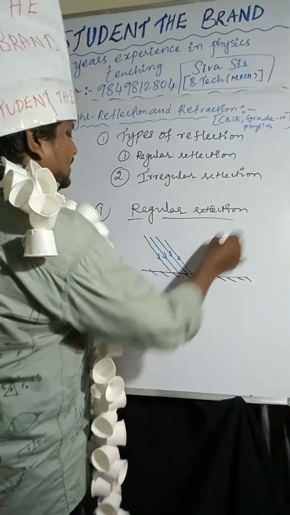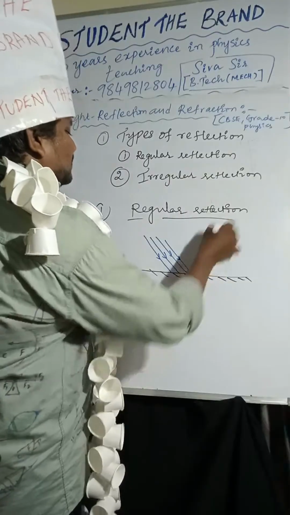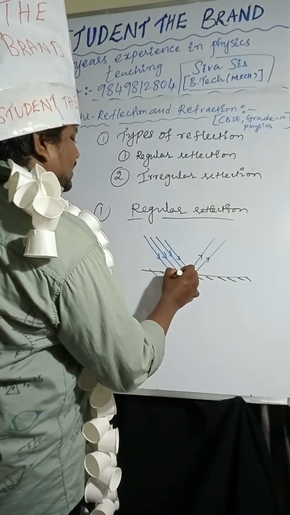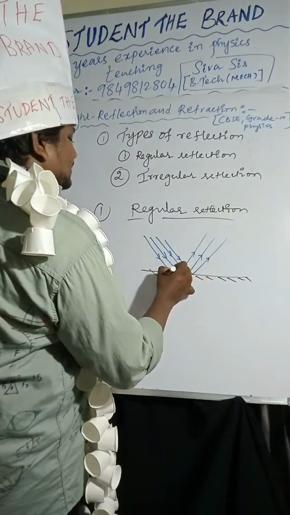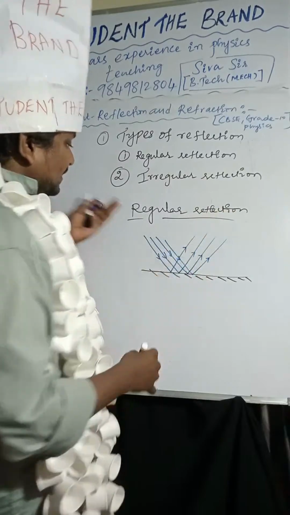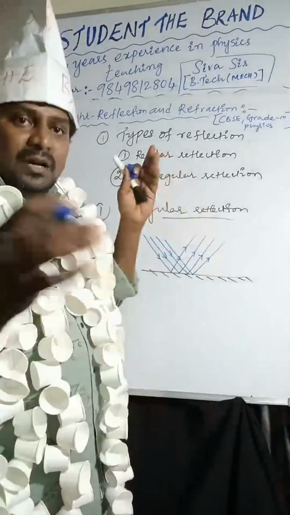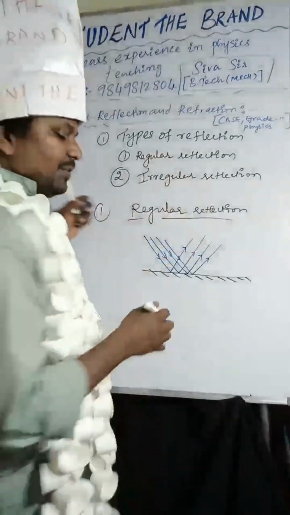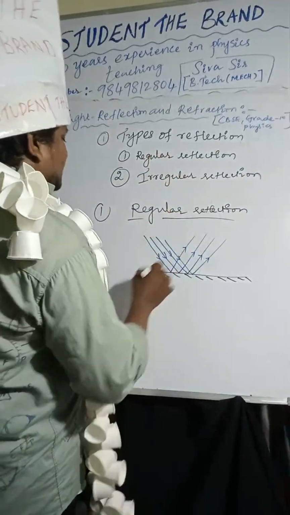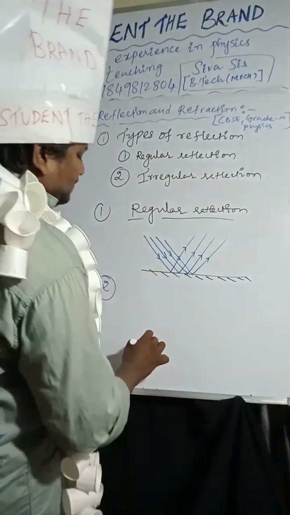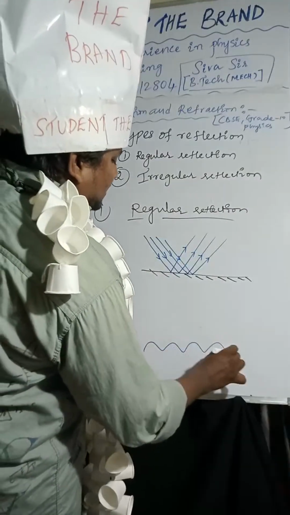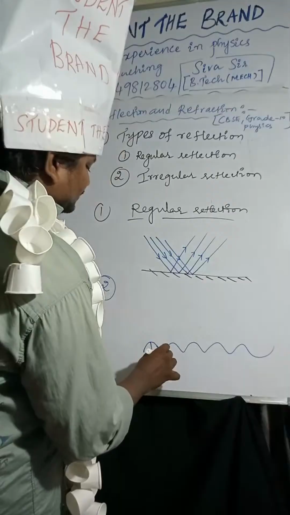So the reflected light rays are also parallel to each other. This type of reflection is called regular reflection. Coming to irregular reflection, it takes place on a rough surface.